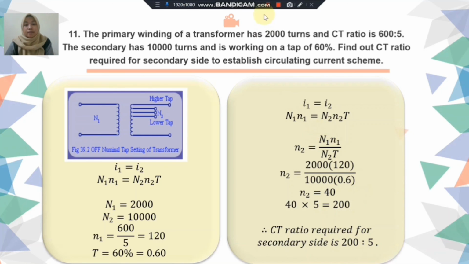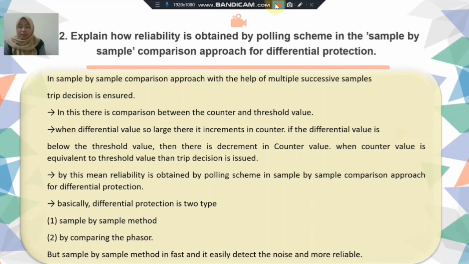So that's the answer. Now is question 12, which is explain how reliability is obtained by Boolean scheme in sample by sample comparison approach for differential protection. In the sample by sample comparison approach, with the help of multiple successive samples, the trip decision is ensured. Okay, there is a comparison between the counter and also the threshold value.